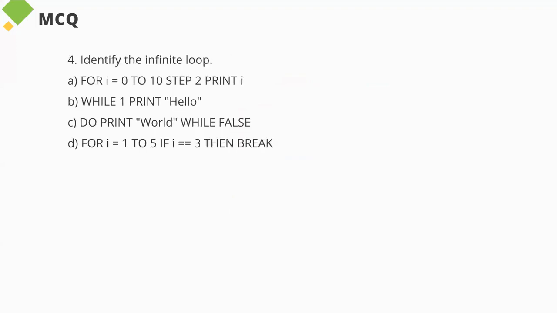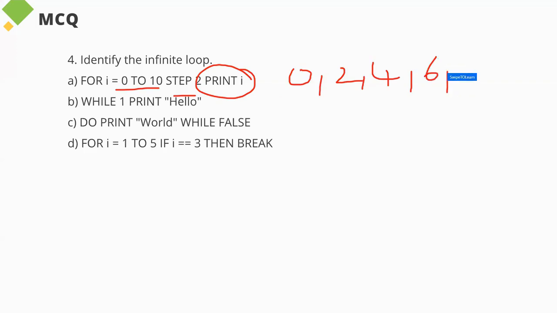Right. Now identify the output. For I equals 0 to 10, step 2, print I. So what would be the output? It's going to print 0, 2, because the step count is 2, then 4, 6, 8. 10 won't print because it's in the range, right? It excludes 10. This is the output for this.